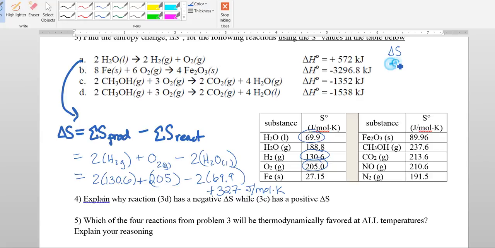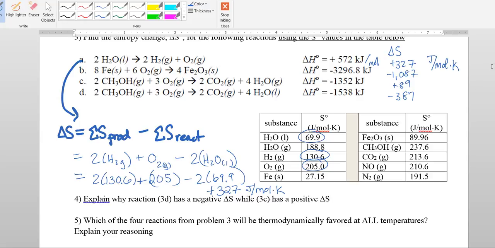So you should be getting positive 327 for A, and then you should get negative 1,087 for B, and positive 89, and then negative 387. And notice the units here are joules per mole Kelvin. This will be important later on, whereas delta H's are usually given in kilojoules or kilojoules per mole. So remember, a kilojoule is 1,000 joules. So let's get to some explaining.